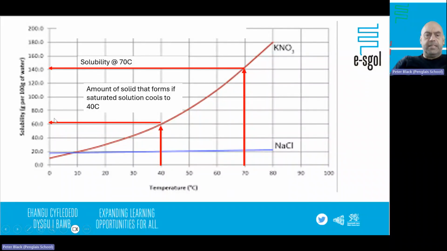So the difference between these two values is the mass of solid that would form. So that would be 80 grams of salt, or solid anyway, would form. So the solubility at 70 is 140. At the low temperature, it's going to dissolve 60. The difference between those two values is the mass of solid that would crystallize out.